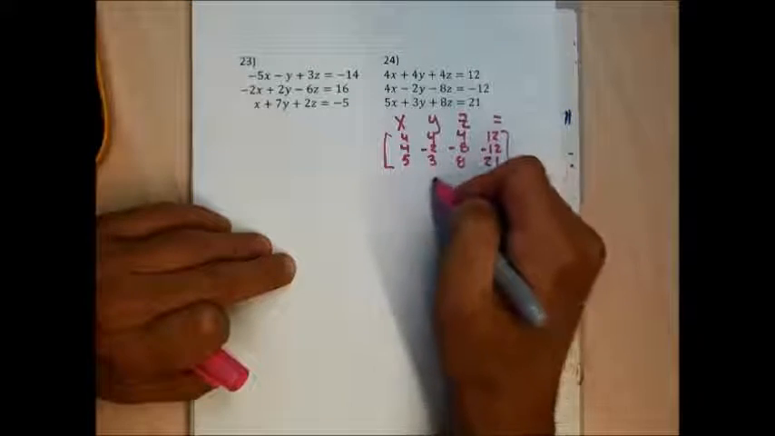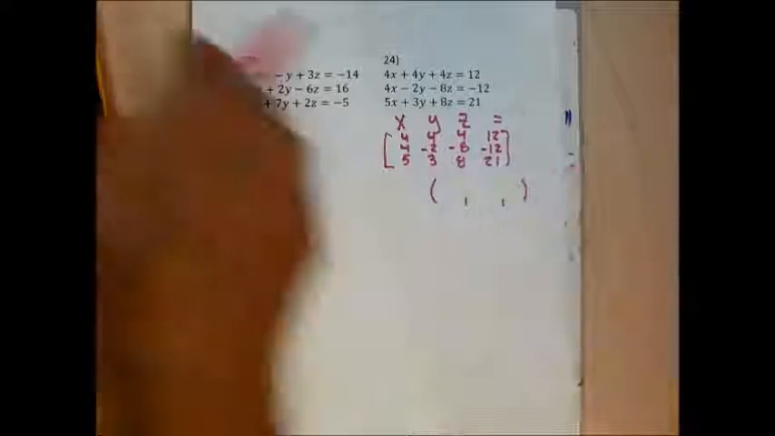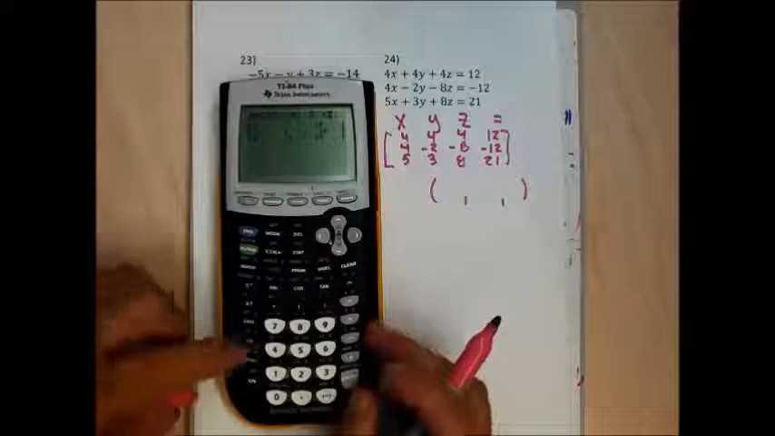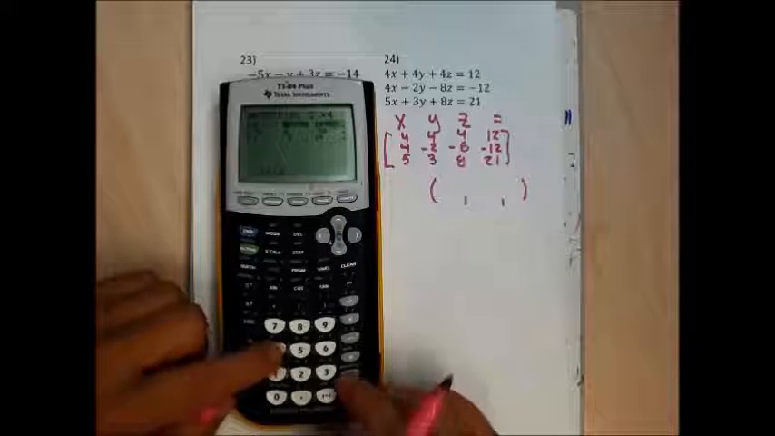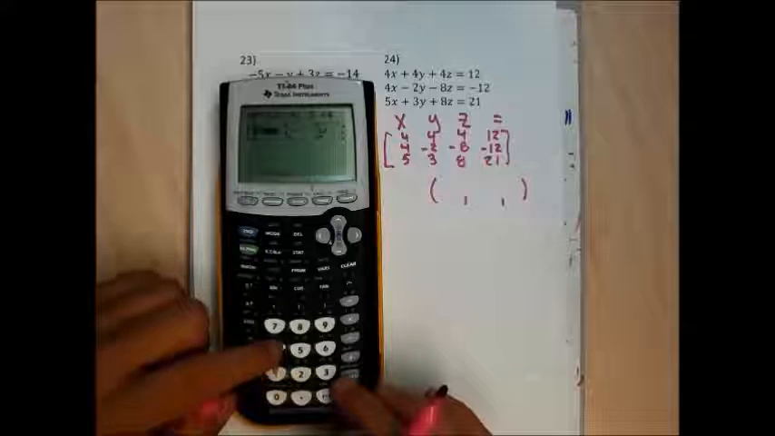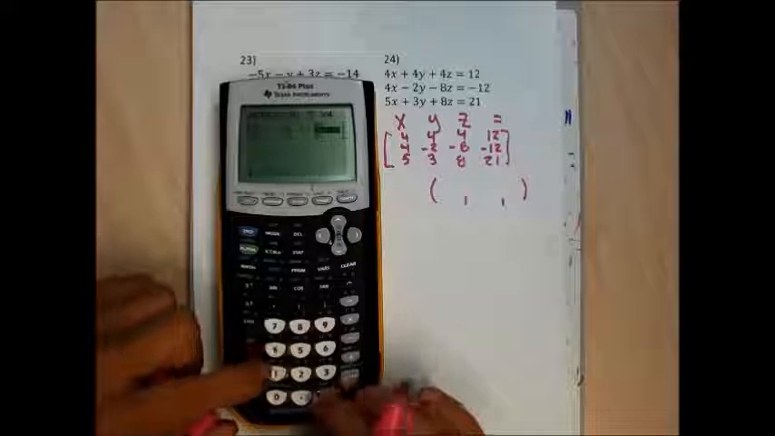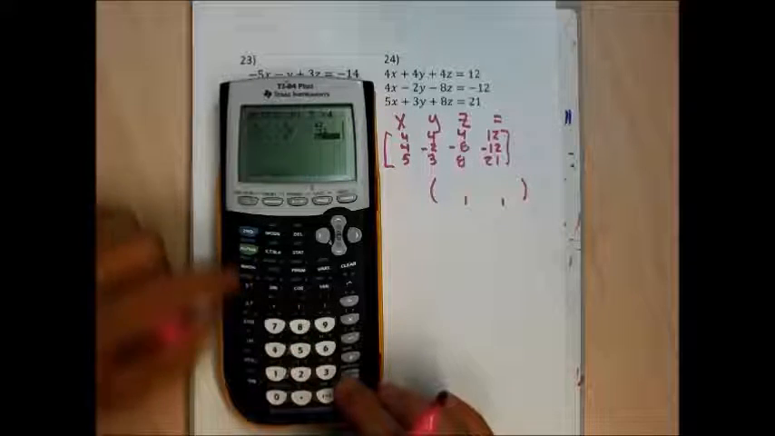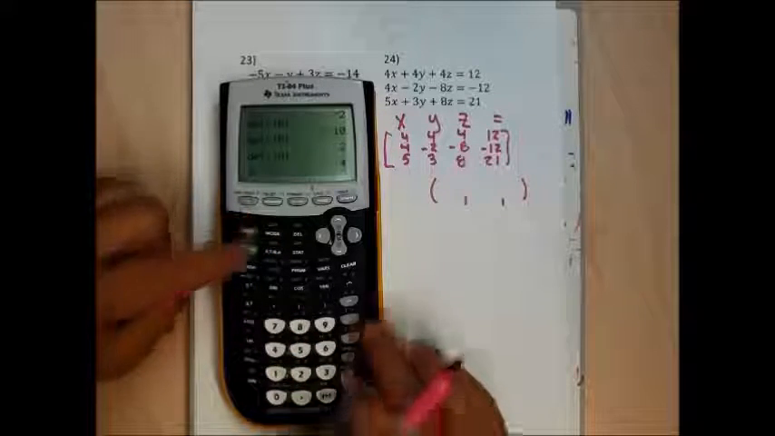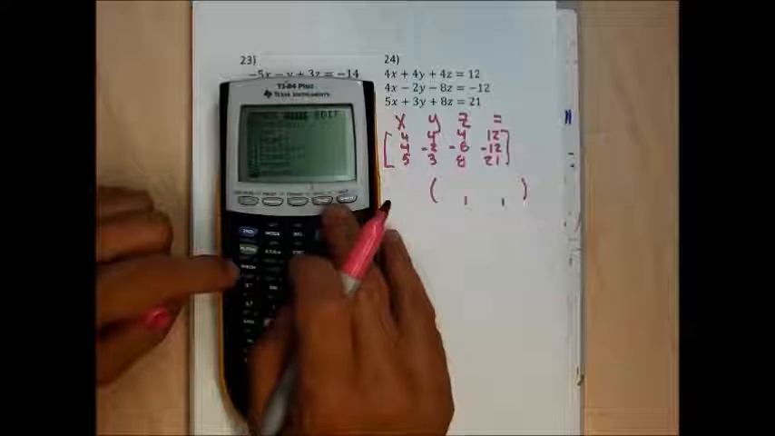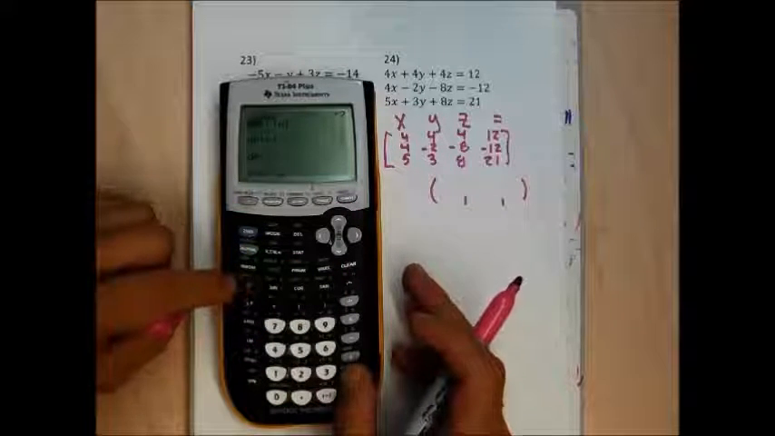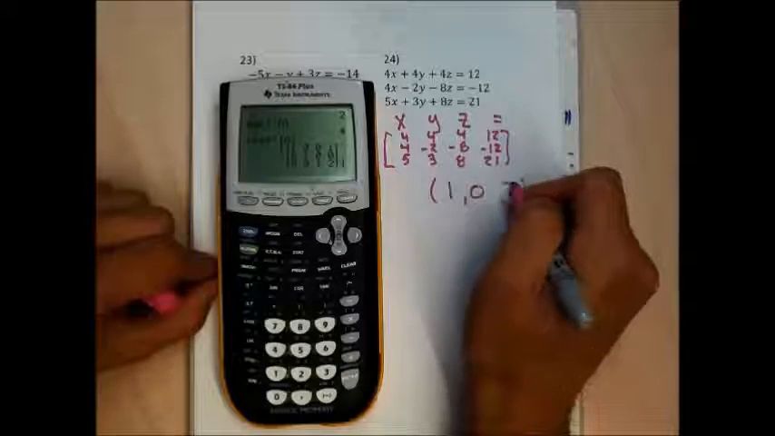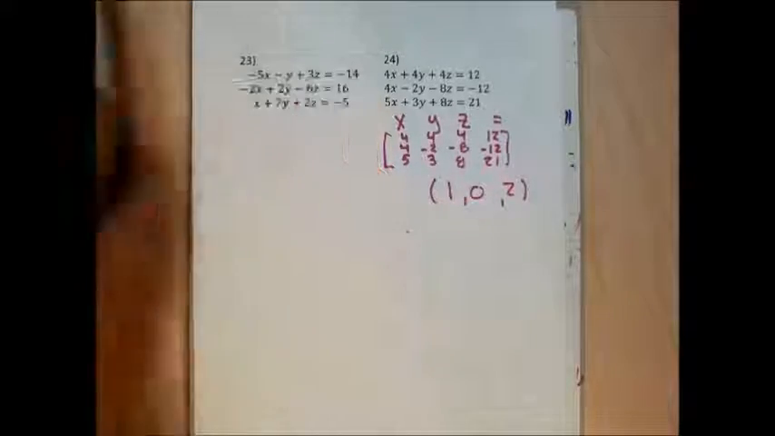I'm going to RREF and get my 3 answers. So second matrix, edit this as a 3 by 4 matrix: 4, 4, 4, 12, 4, negative 2, negative 8, negative 12, 5, 3, 8, 21. Second quit, second matrix math, RREF, second matrix names, and I get 1, 0, and 2 in the right-hand column for my answer.